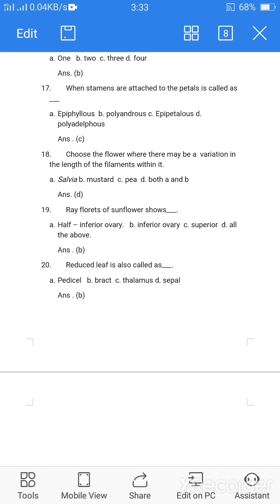Students, do you know in flowers like salvia and mustard, the stamens vary in filament height? How is it? Some stamens are short in length of the filament. Some stamens have medium height of the filaments. Some stamens have long filaments. So they show variations in the length of the filaments within the single flower only. What are those flowers? Salvia and mustard. So the correct option is option D.